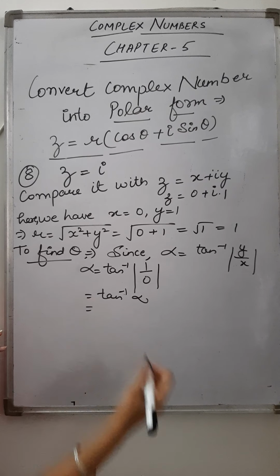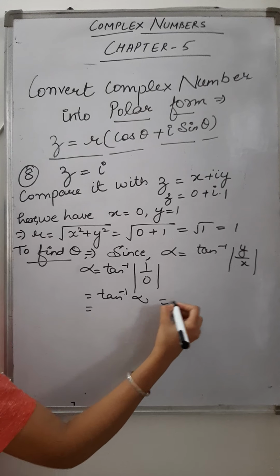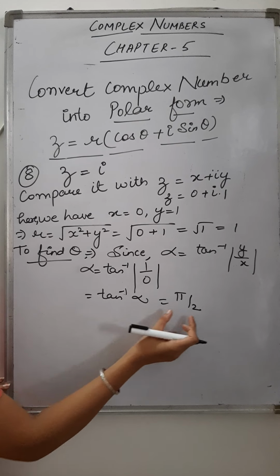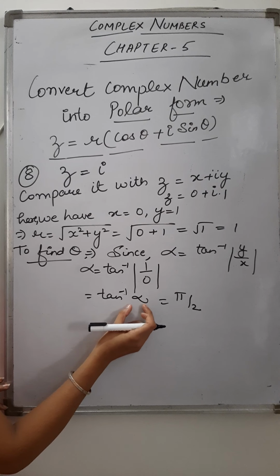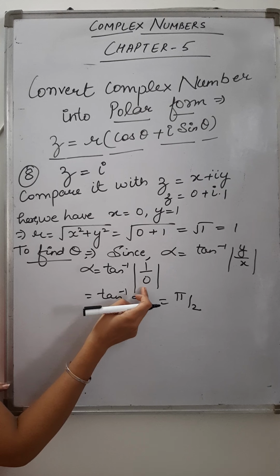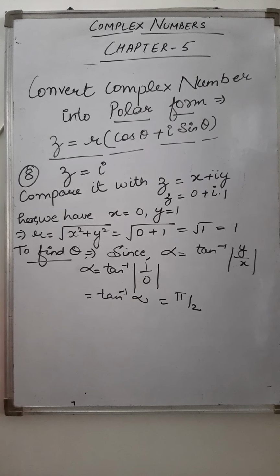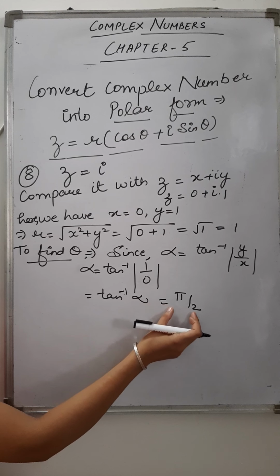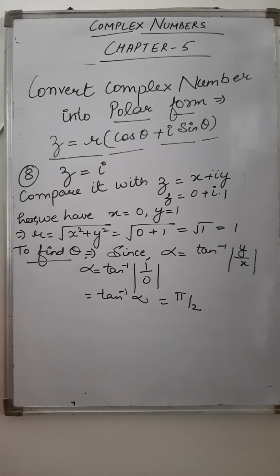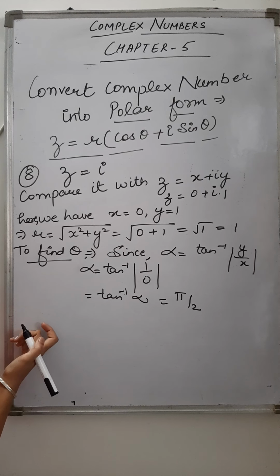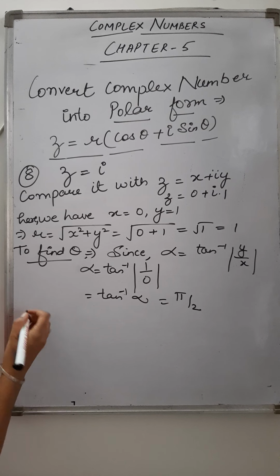Tan of which angle gives the value infinity? That is equal to pi by 2, 90 degrees. 1 upon 0, with 0 in the denominator, will always be infinity. So the value of infinity comes at tan of pi by 2, 90 degrees. Okay. So check x and y, both are positive, so it lies in the first quadrant.